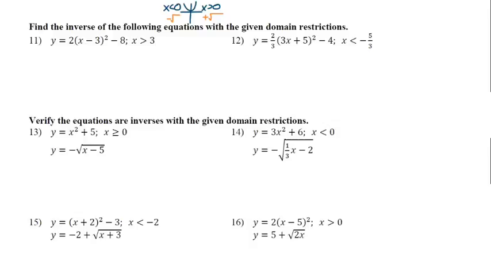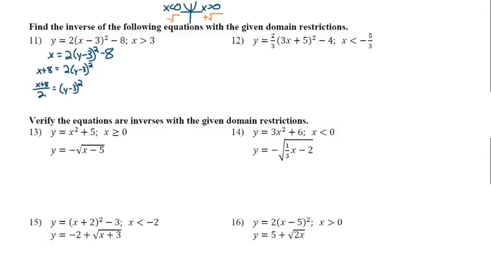So here we go. Number 11 says find the inverse of the equation with the given domain restriction. So we'll start off just like anything else. Switch your x and y. So x equals 2 times y minus 3 squared minus 8. And we'll just start moving everything over. So we got that minus 8 out there, so it's x plus 8 now equals 2 times y minus 3 squared. Remember you cannot distribute this because of that exponent. Your PEMDAS, your parentheses and exponents come before multiplying and dividing. So instead, we're going to divide by 2. So we'll just do x plus 8 divided by 2 equals y minus 3 squared.